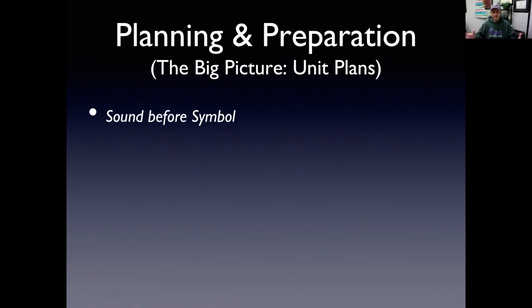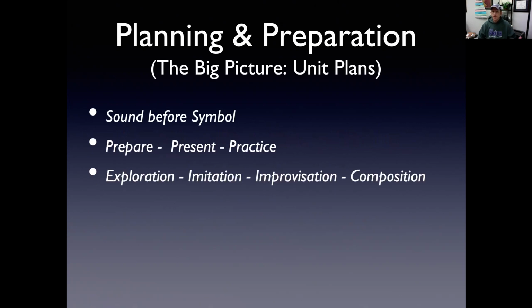We've talked about this up until this point. Sound before sight. Prepare, present, practice. Exploration, imitation, improvisation, composition. These are the processes, the big pictures of how we take students from the unknown to the known, or from an old known through the unknown to a new known. So this is that spiral curriculum.